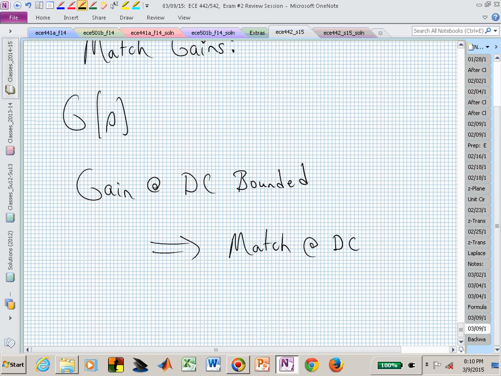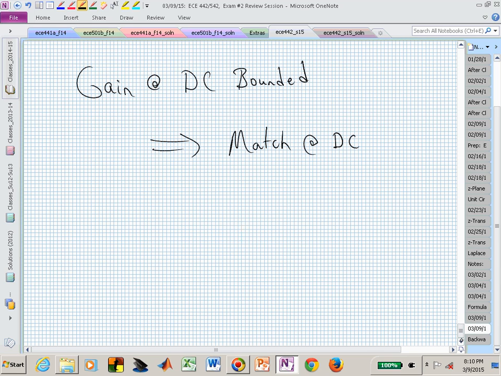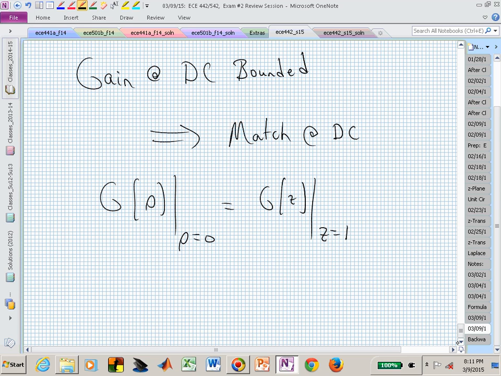Then you want to match at DC. And that now says G of Z is determined except for maybe an unknown gain K or K bar. And you can now find K bar that way.